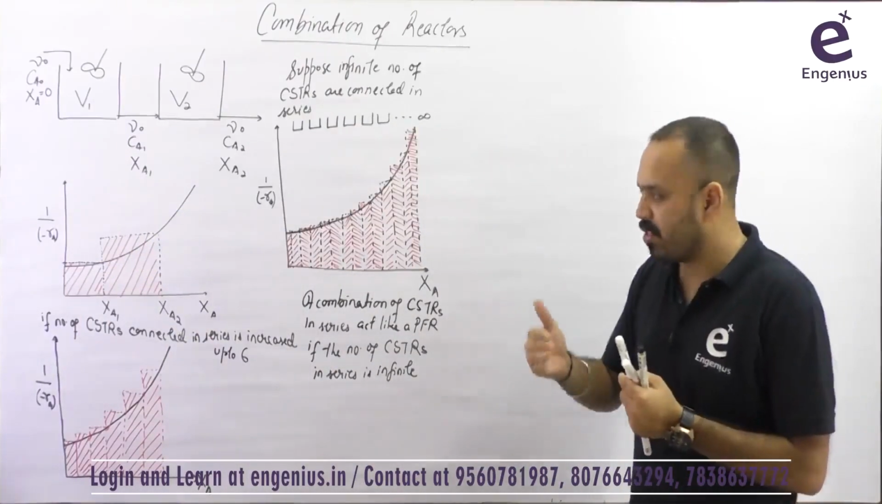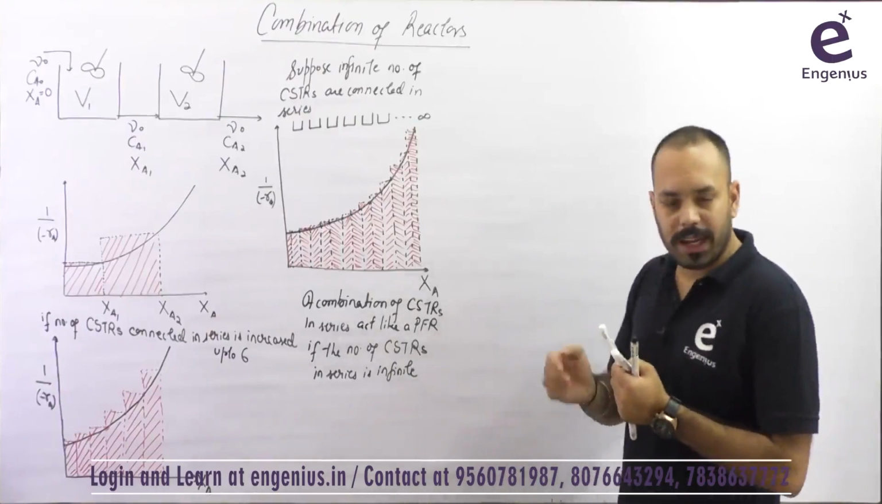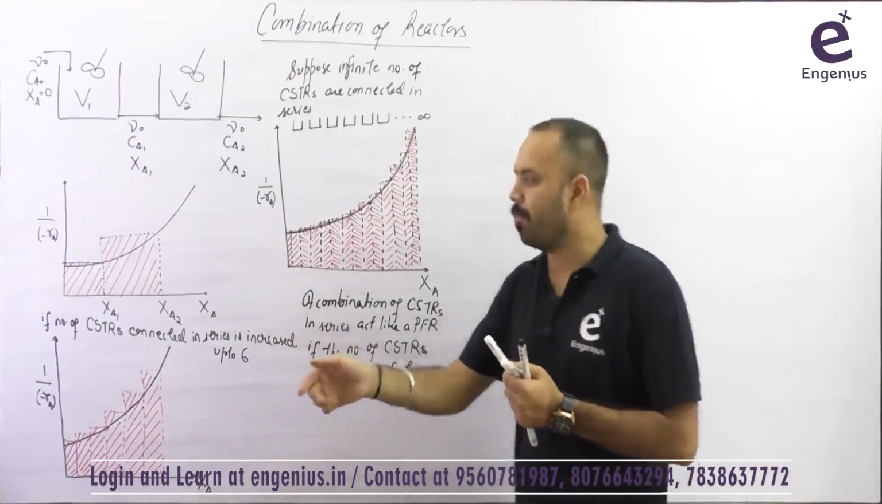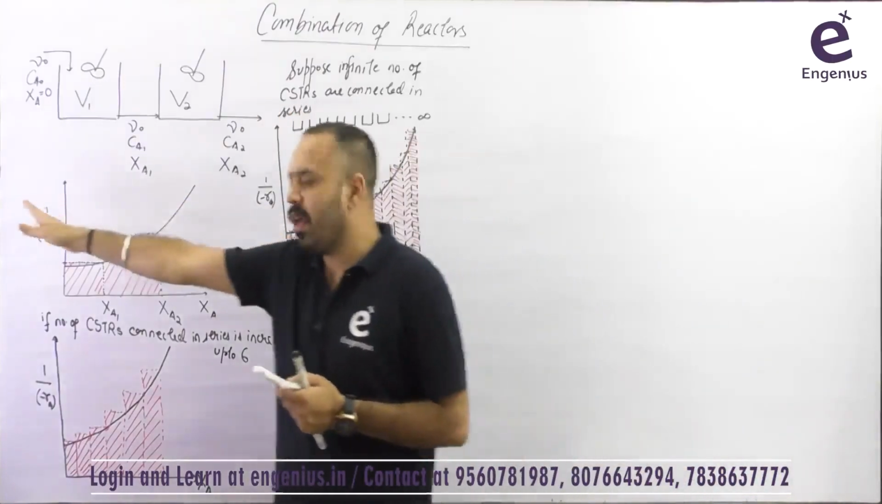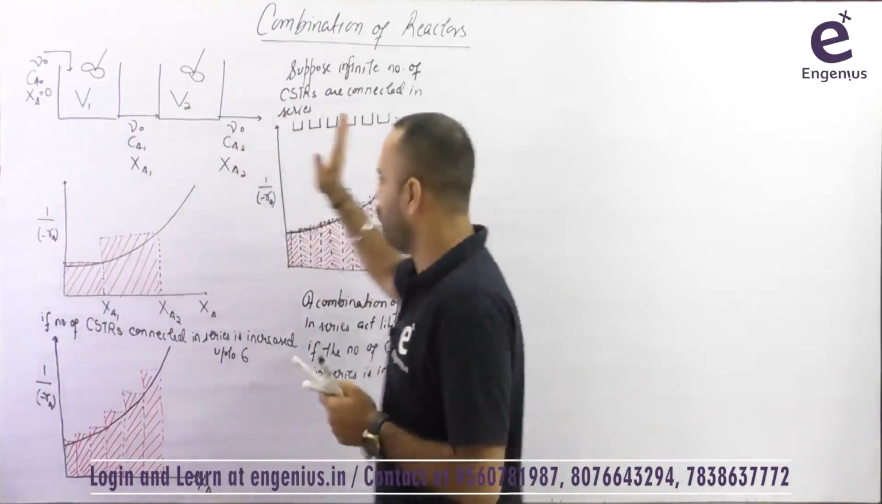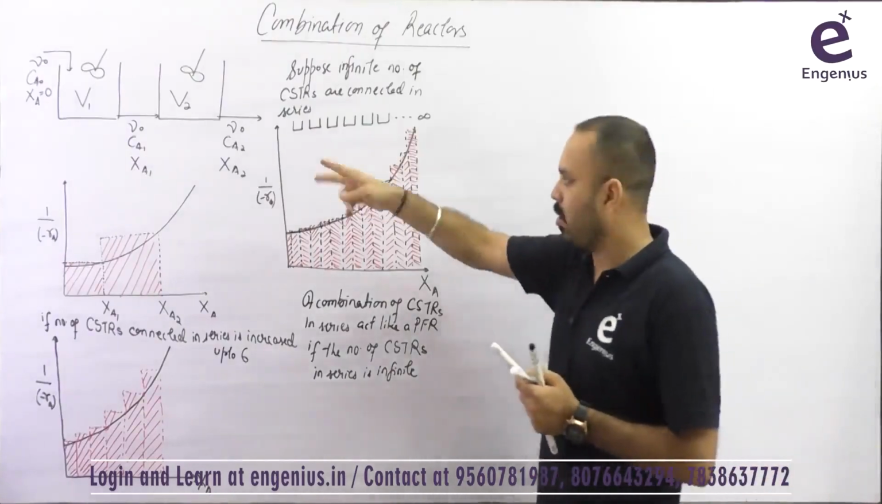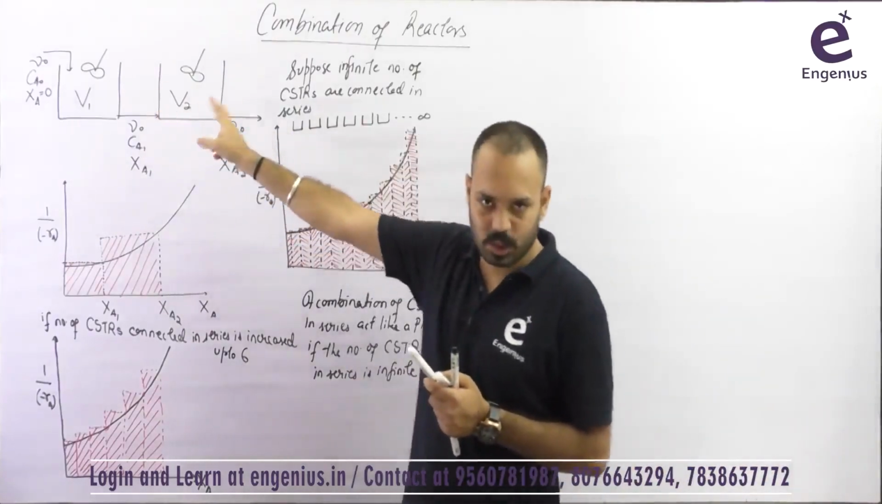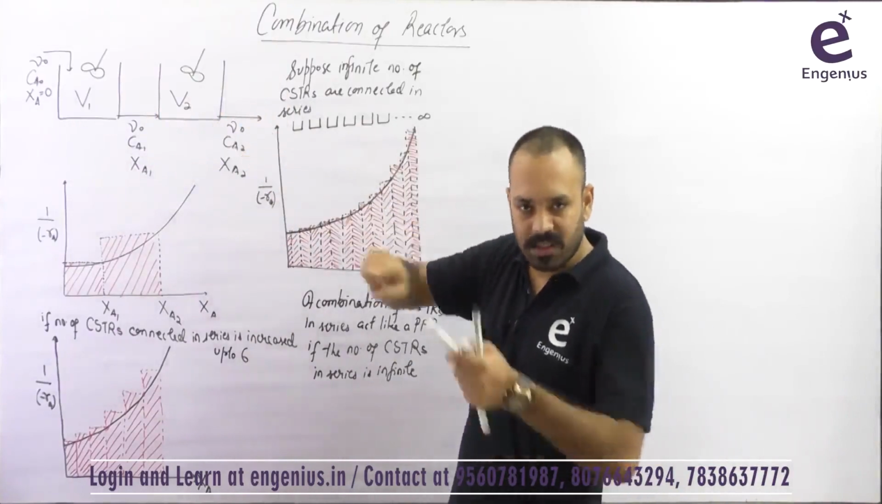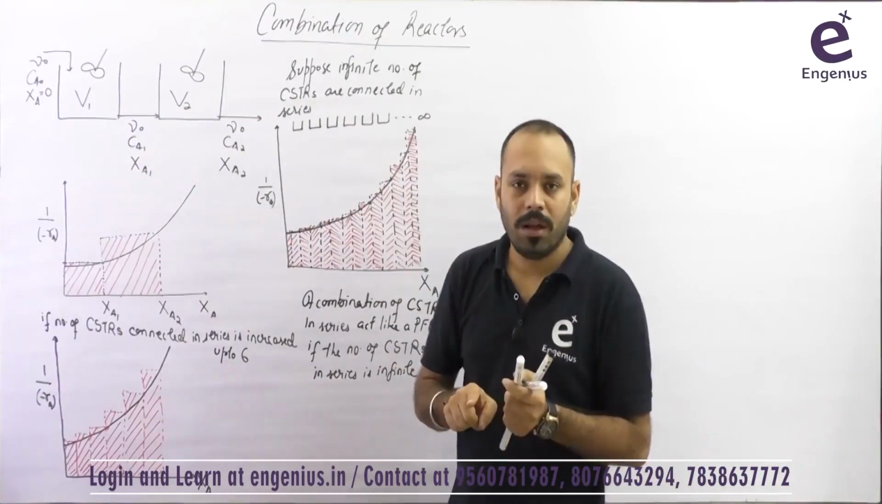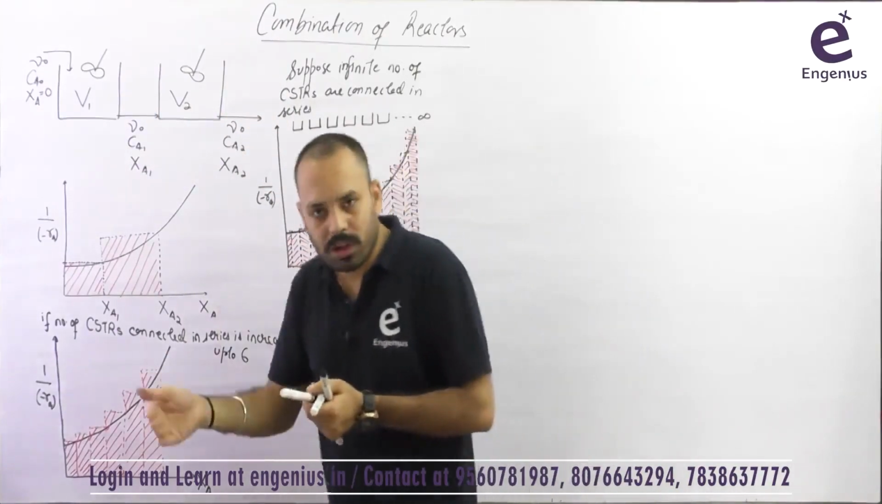If you are combining 2 CSTRs in series, you are moving a little bit closer to the PFR behavior. Suppose this end of the board is the CSTR behavior and this end of the board is the PFR behavior. The moment you combine 2 CSTRs in series, the entire system moves a bit closer to the PFR.